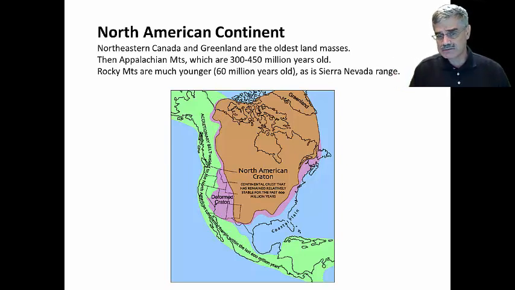The Appalachian Mountains are the oldest mountain range in the United States. They're 300 to 450 million years old, and they're kind of getting worn down now. Whereas the Rocky Mountains, which are much taller, are also much younger. They're 60 million years old, and the Sierra Nevada range is also a much younger age. In this graphic, the parts to the left were some of the landmass parts that were added most recently to the North American continent. Just thought you might find that interesting.